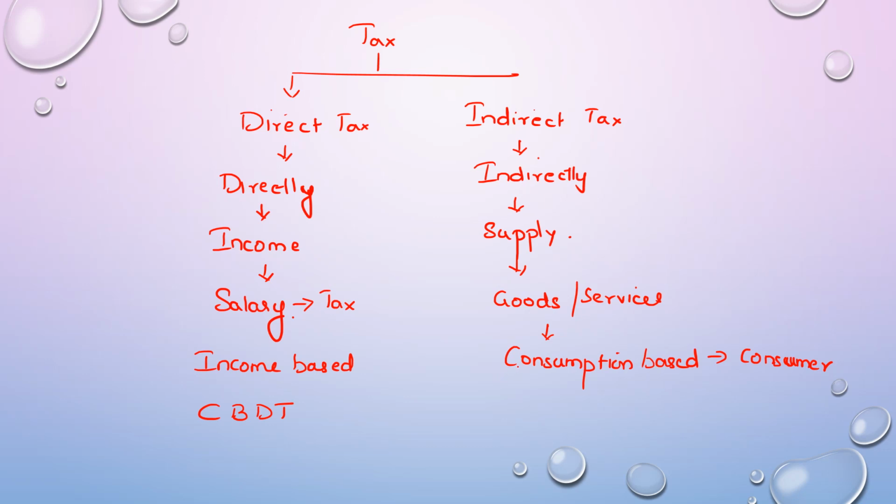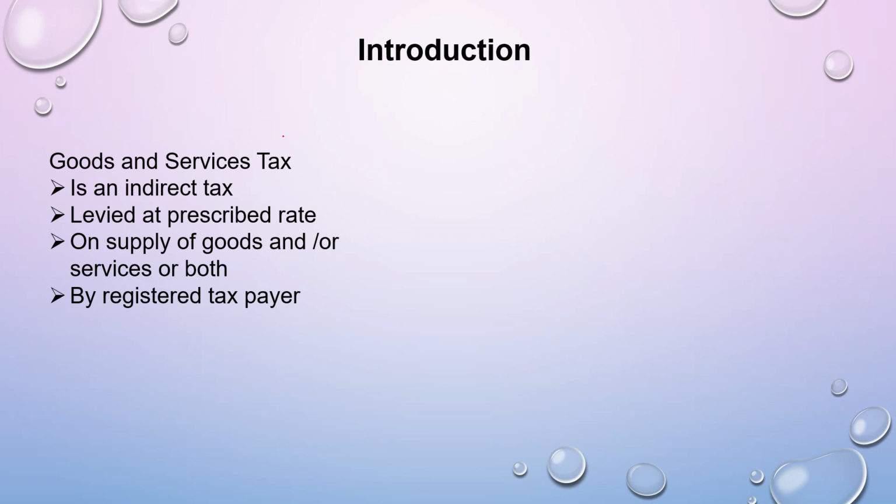Now moving on, we will go to GST now. Goods and Services Tax, GST. What is GST? In short, GST is an indirect tax which is levied at a prescribed rate on supply of goods and or services or both, and it is levied or paid by the registered taxpayer. So that is GST in short. Now let us understand each one of these 4 points in detail.